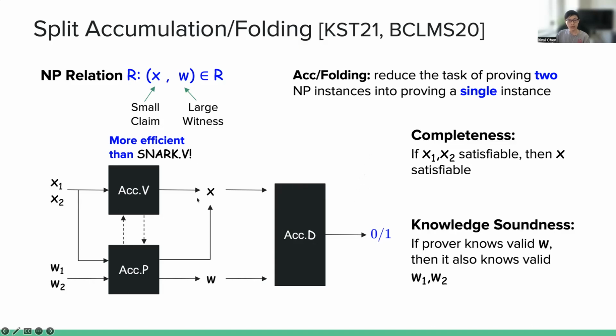The completeness requires that as long as the original instances are satisfiable, the folded one must also be satisfiable. And second is that as long as the prover generates some witness that passes the check, it must be the case that he also knows the original two witnesses for the original two instances. So that's the intuition of the properties that the folding scheme needs to satisfy.